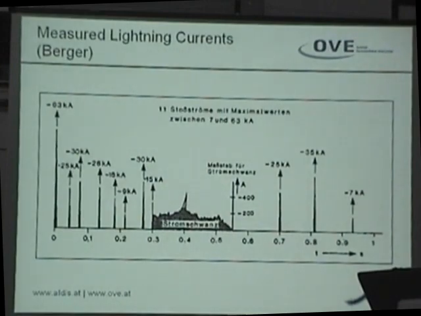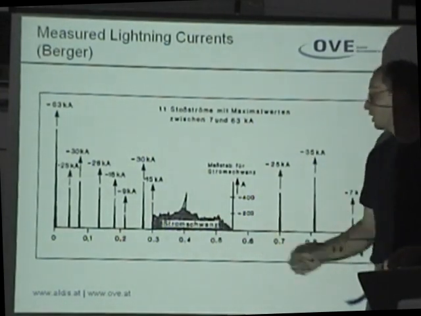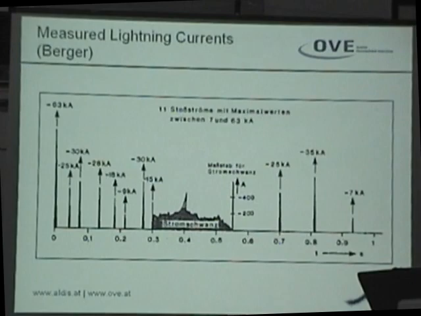And this is why I always show this plot. What you see here also is a continuing current. This wouldn't be detected by the lightning location system. You see it with high-speed cameras.